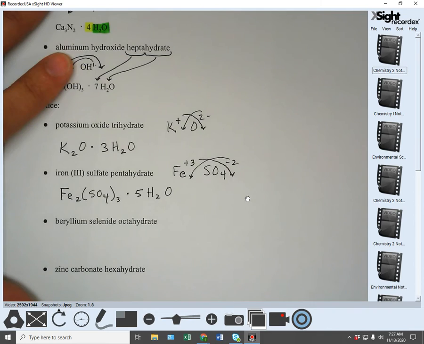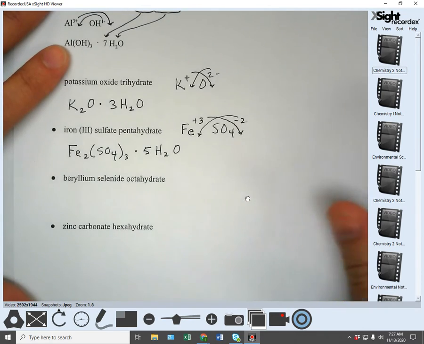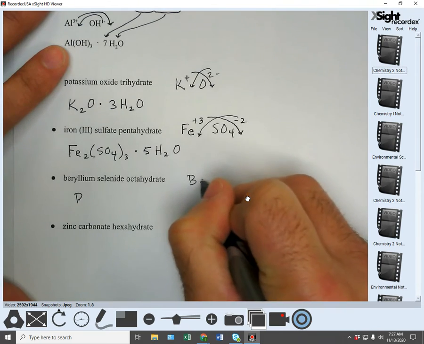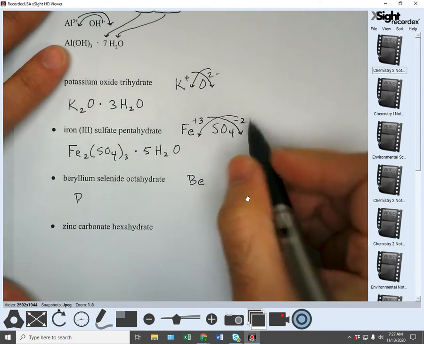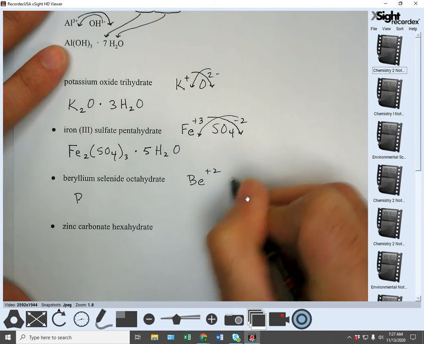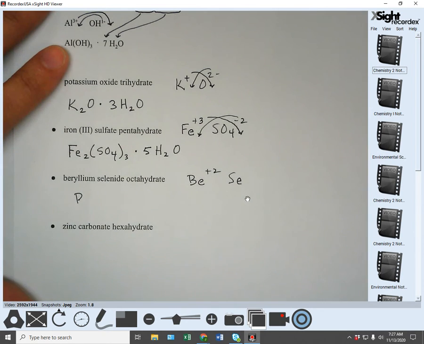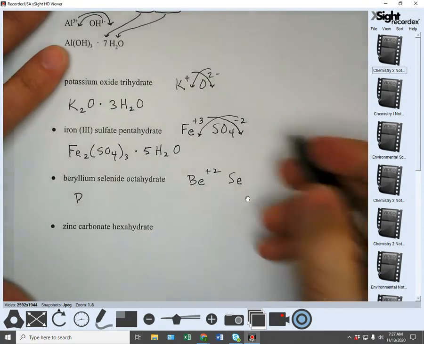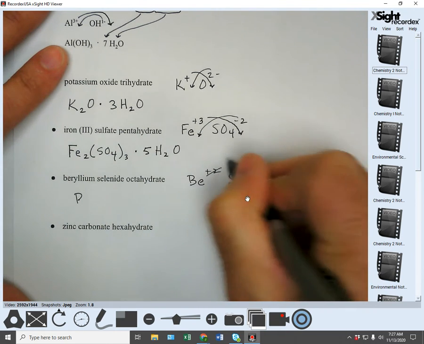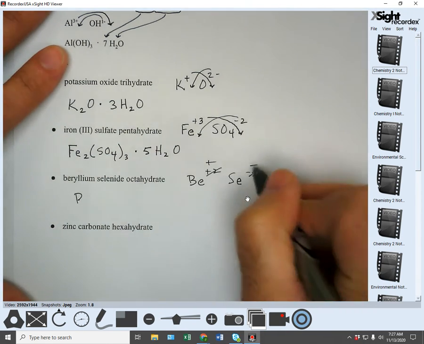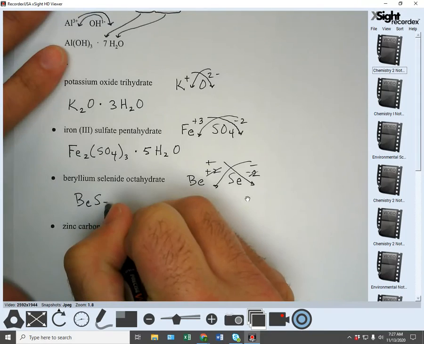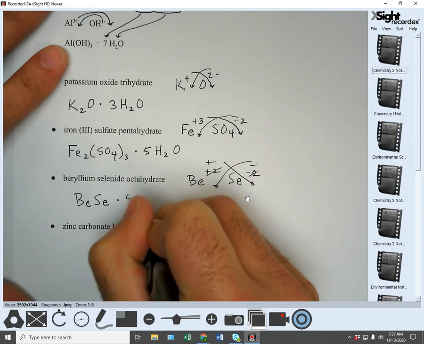All right, I'll go through the next two a little more quickly here. Just kind of the same thing again for these. So beryllium, beryllium is a plus 2. Selenide is Se. Selenide is over here on the right, is a negative 2. So we can reduce these. So we reduce it to a plus 1 and a minus 1. And cross, we get BeSe. Octahydrate, so dot, octa is 8, H2O.